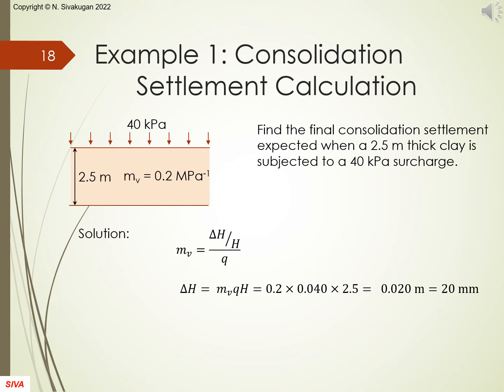In this example, we compute the final consolidation settlement from the definition of mv. Delta H is the same as SC, the final consolidation settlement.